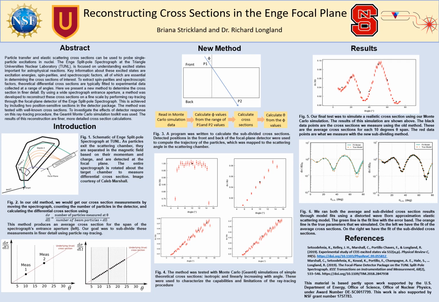In our old method, we would move the spectrograph some angle theta, count the number of particles, and then calculate the differential cross-section with the equation shown. Since our angle theta actually spans some range, we were essentially measuring the average cross-section for that span of thetas. This is shown in Figure 2 on the left.